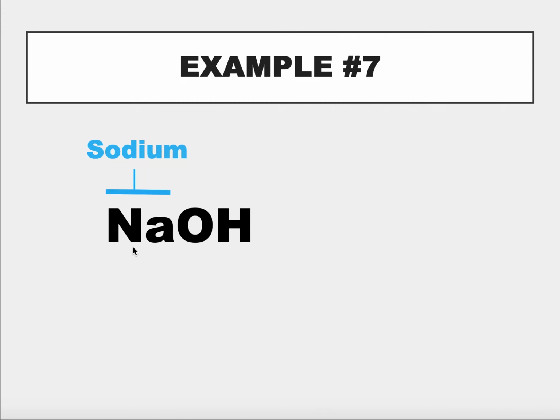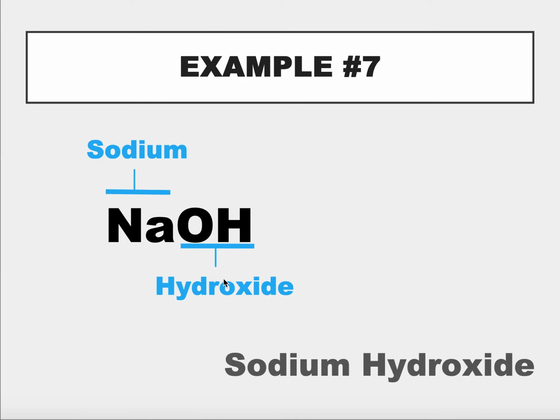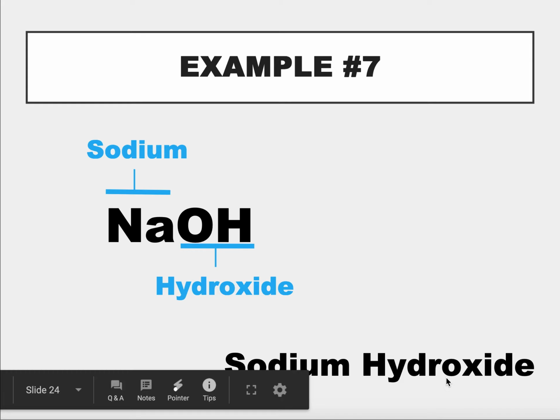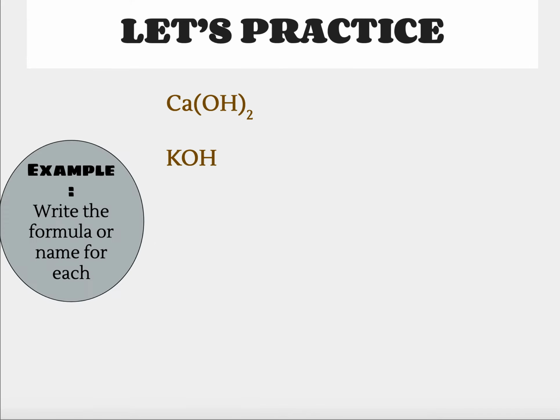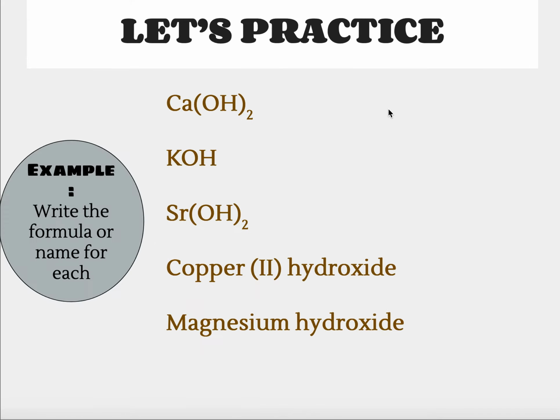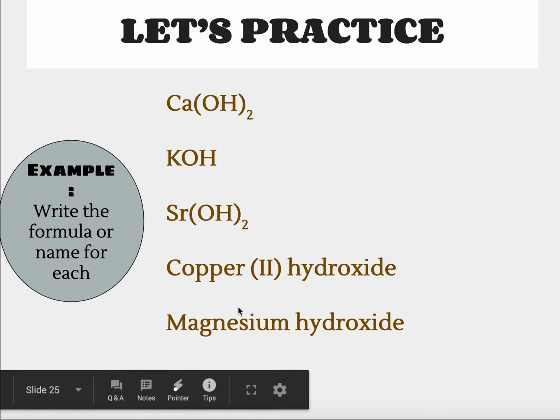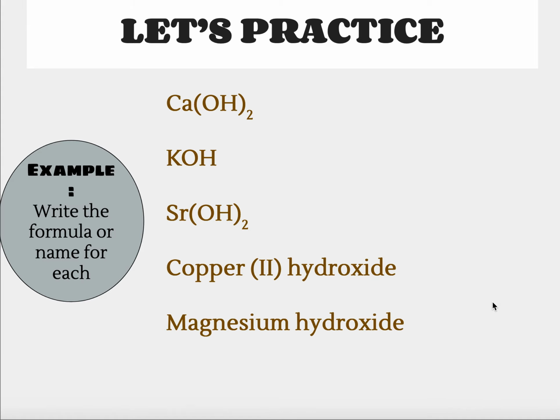Okay, so how would we name this if it was an ionic compound? This is sodium. Well, what's OH? It's hydroxide. There's my name, sodium hydroxide. So here's some examples of formulas and names, and here's some names where you write the formulas. So go ahead, pause the video, and try these examples.